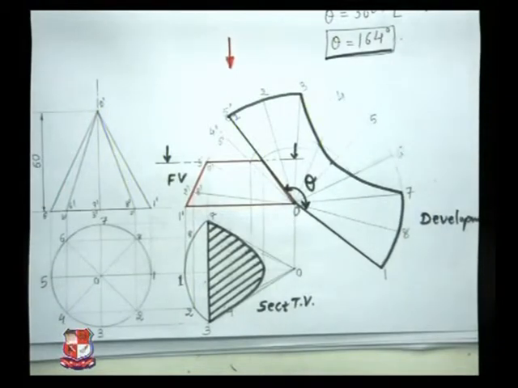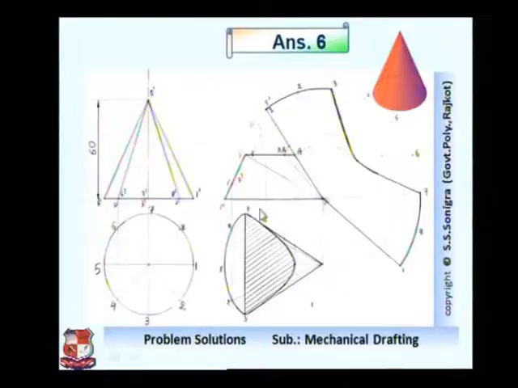In examination, you can draw this same problem as shown over here. You can see here, this is the solution of the problem. Front view, top view, inclined resting on its slant edge, true shape or sectional top view, and this is the development of the cone.